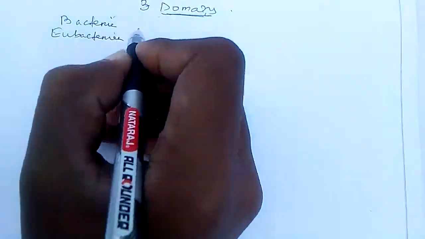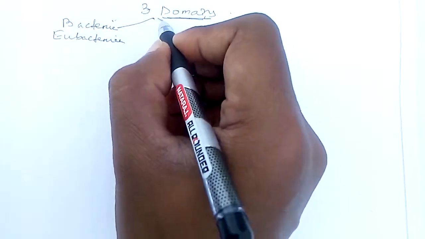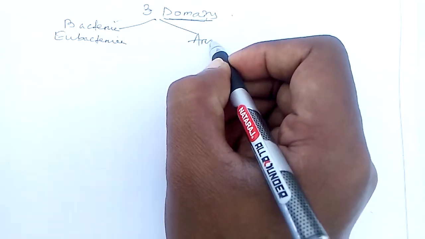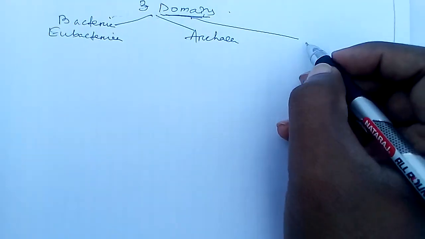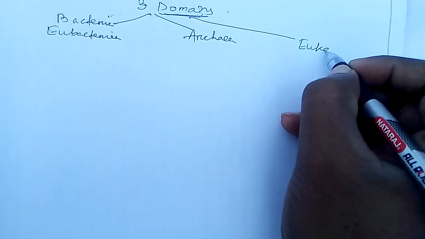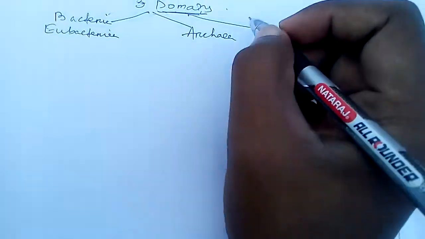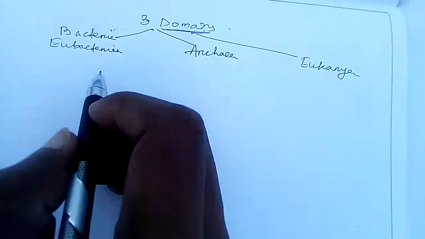Bacteria or Eubacteria. Then the second domain was Archaea, and the third domain was Eukarya. So these three domains of life are also very important for your examination.